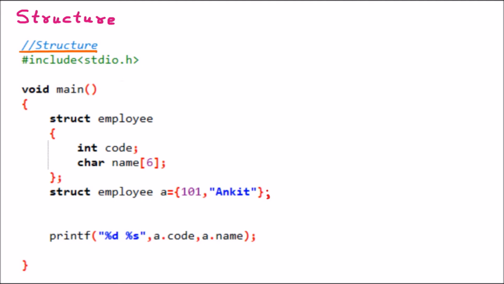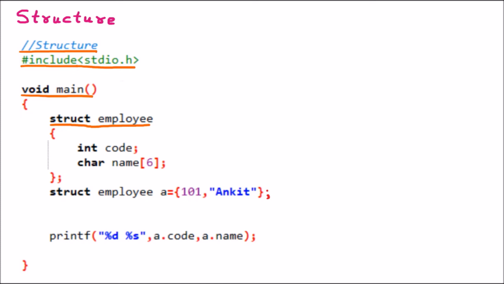Afterward, we are having hash include, which is a preprocessor directive. Then stdio.h, which is the file for the printf and scanf functions. Further, we are having void, meaning no return type. Main is the driving function. Inside that, we are going to define the structure. So first of all, we are using struct. Struct is the keyword. Then employee. Employee is the name or the tag of the structure.